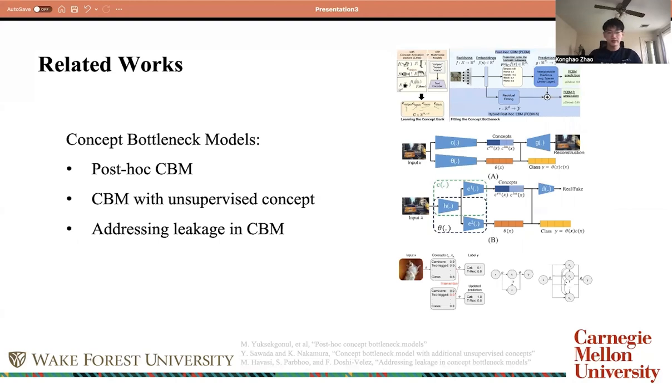Also, recent studies about concept bottleneck models try to improve on the limitations of the originally proposed concept bottleneck models. The post-hoc concept bottleneck model addresses the lack of highly densely annotated datasets. The concept bottleneck model with unsupervised concepts addresses the problem of lack of sufficient concept size. And there is a study that addresses the leakage problem in concept bottleneck models to improve interpretability.